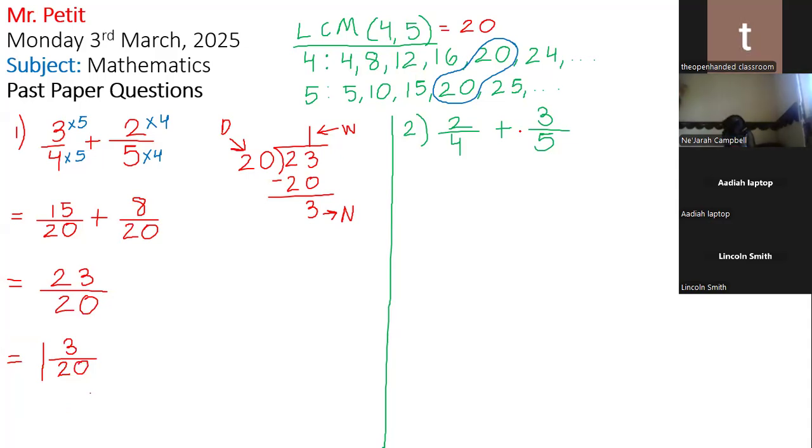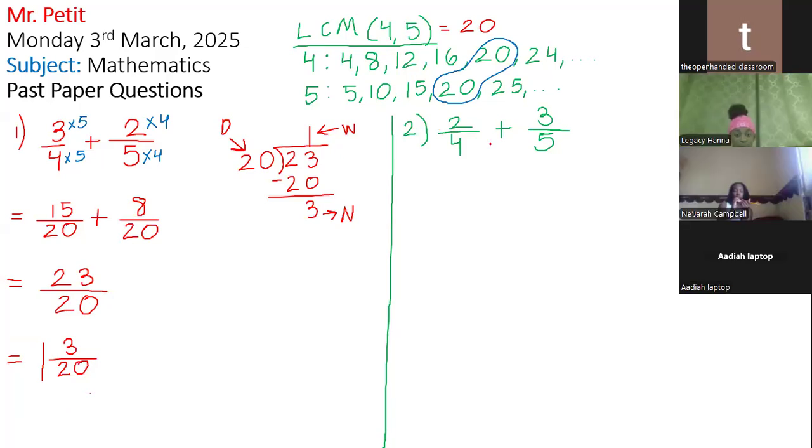Find the LCM of 4 and 5. What is the LCM of 4 and 5? 20. So what times 4 is 20? 5. 5, very good. Whatever we do at the bottom, we must do to the top. And Adaya, what times 5 is 20? 4, very good. Whatever we do at the bottom, we must do to the top.